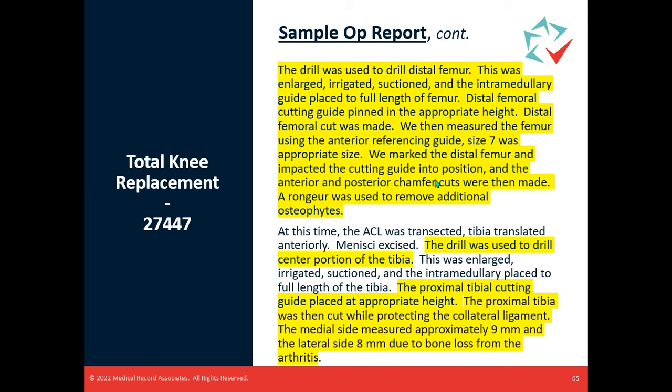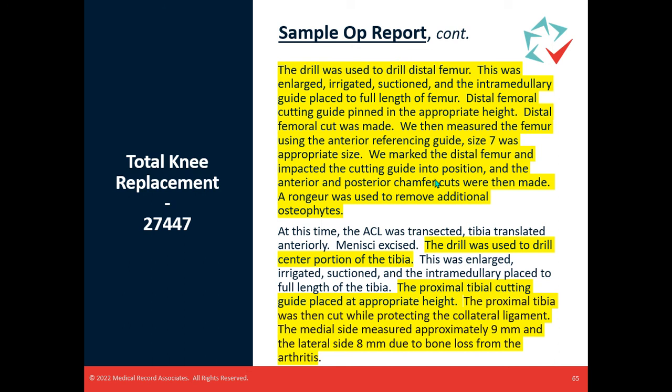The distal femoral cutting guide was pinned at the appropriate height. Distal femoral cut was made. We then measured the femur using the anterior referencing guide. Size 7 was the appropriate size. We marked the distal femur and impacted the cutting guide into position, and the anterior and posterior chamfer cuts were then made. A rongeur was used to remove additional osteophytes. The drill was used to drill the center portion of the tibia.